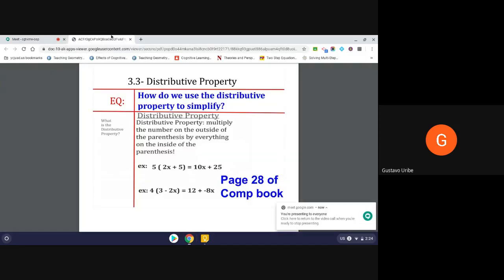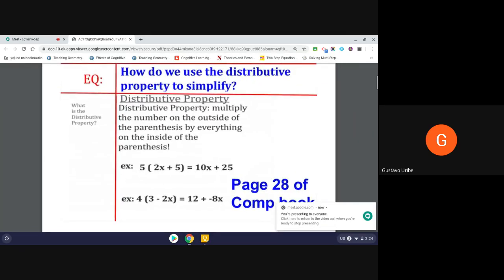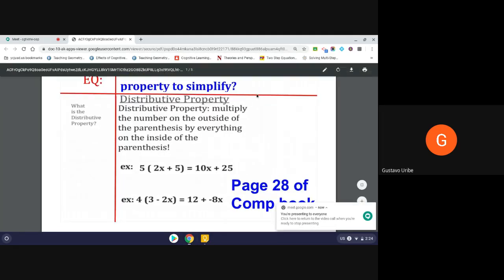Today we're going to go over the distributive property. So your essential question is, how do we use the distributive property to simplify? What is the distributive property?